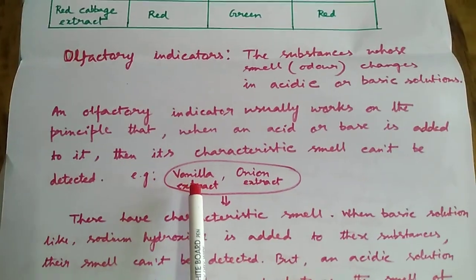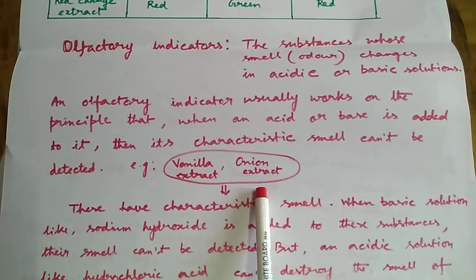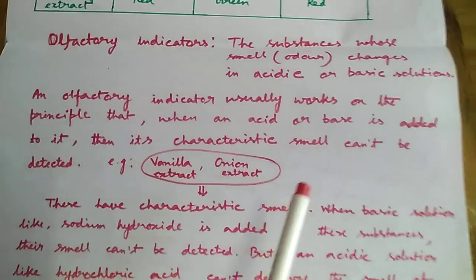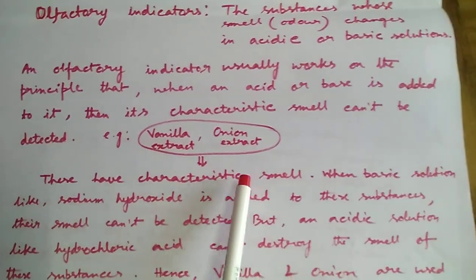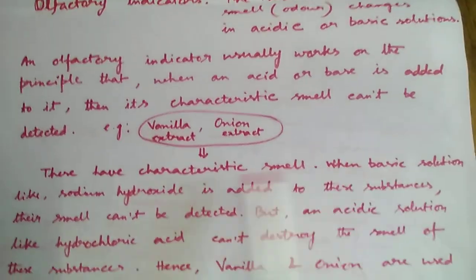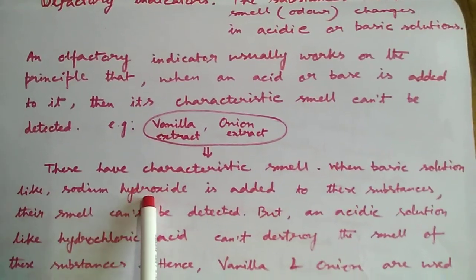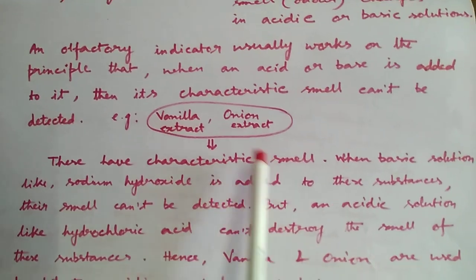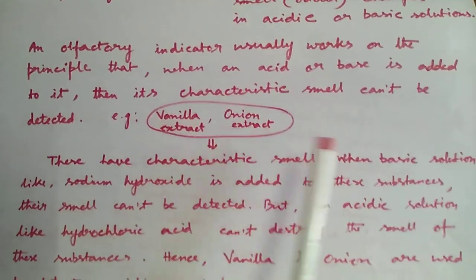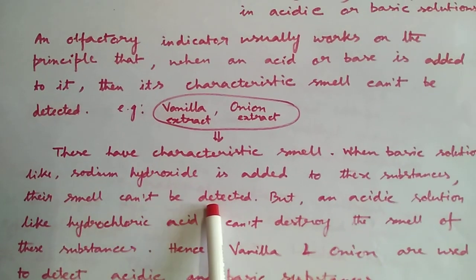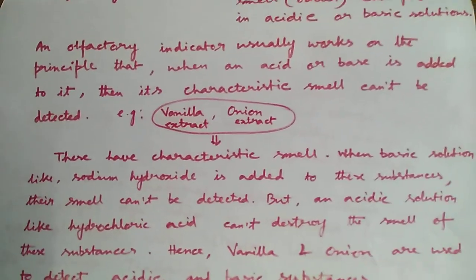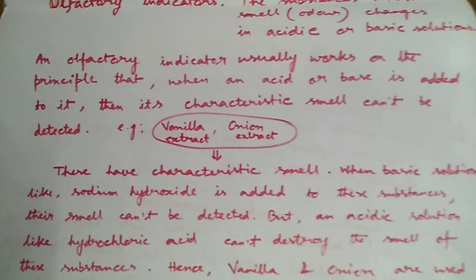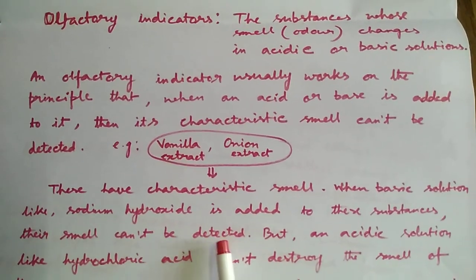Two examples of olfactory indicators are vanilla extract and onion extract. All of us know that vanilla and onion both have a characteristic smell. When a basic solution like sodium hydroxide, this is just one example, any basic solution you can consider, is added to vanilla or onion, their smell cannot be detected. That means we will not be able to identify their characteristic smell. So we can identify the given substance as a base because their smell cannot be detected.